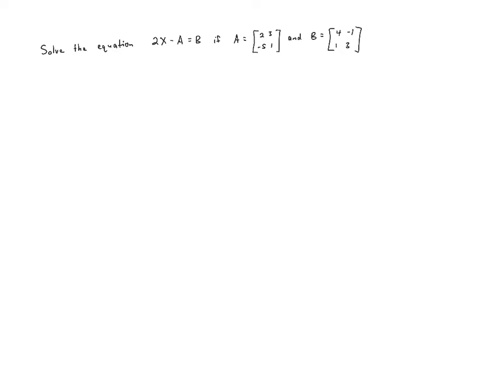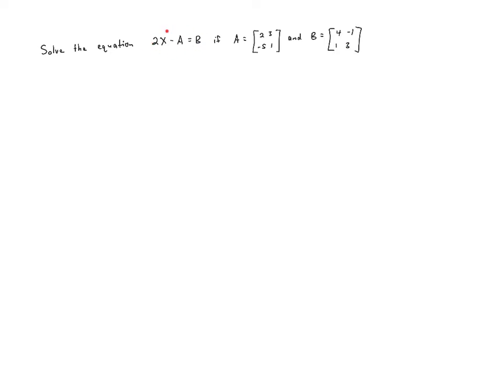Another thing that we can do with matrices is we can solve equations that involve matrices. Let's look at this example where we're asked to solve the equation 2X minus A equals B, if A is the 2 by 2 matrix with entries 2, 3, negative 5, and 1, and B is the 2 by 2 matrix with entries 4, negative 1, 1, and 3.